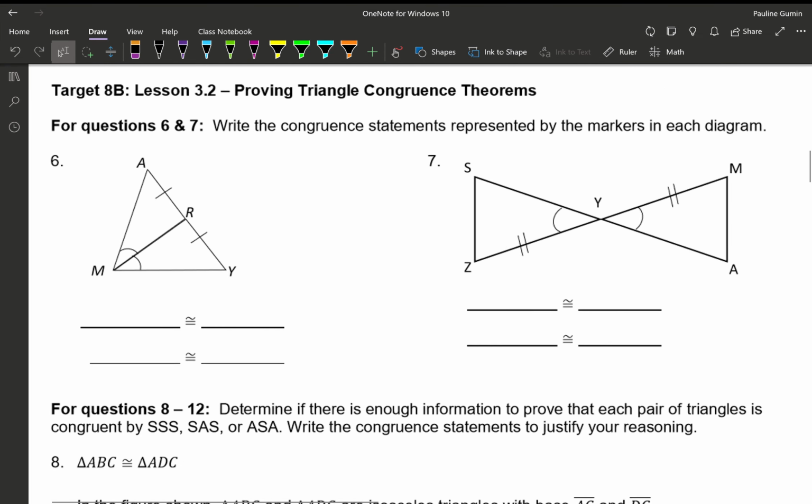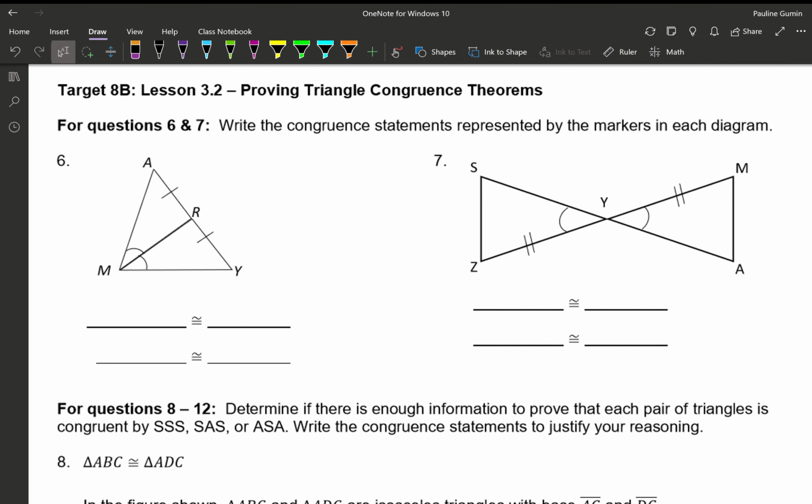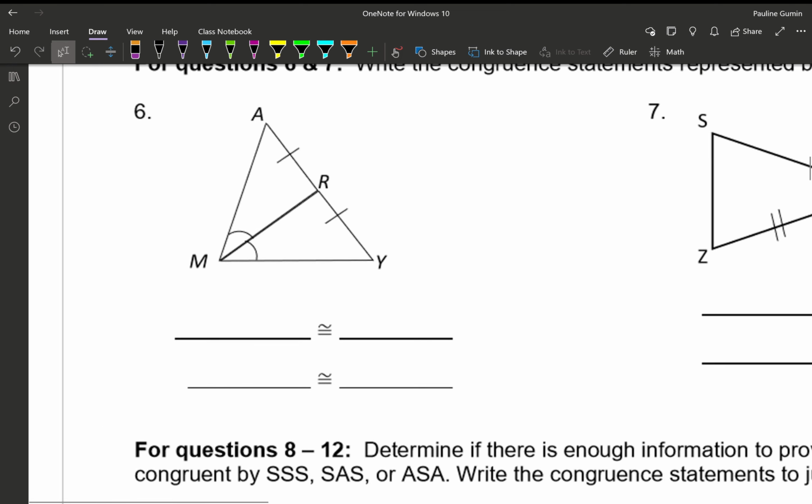For number 6 and 7, I would like us to write the congruent statements represented by the markers of each diagram. So we're going to look at the tick marks and the arcs of the angle and write down what they represent. Okay, let's start with number 6. The first thing that I'm going to do are the lines, or the line segments. I see this line segment marked and this line segment marked.